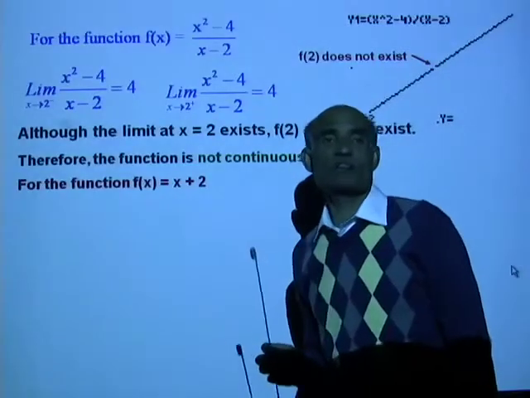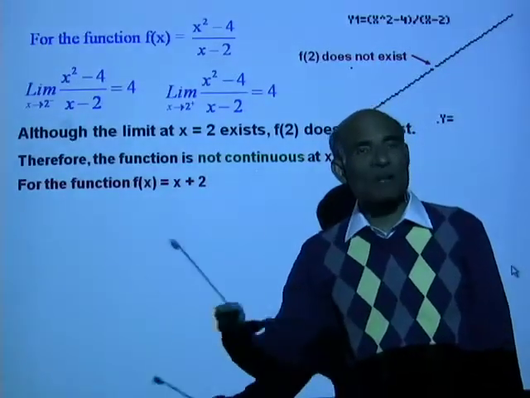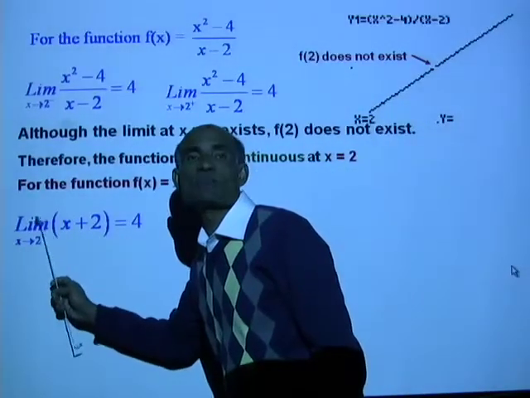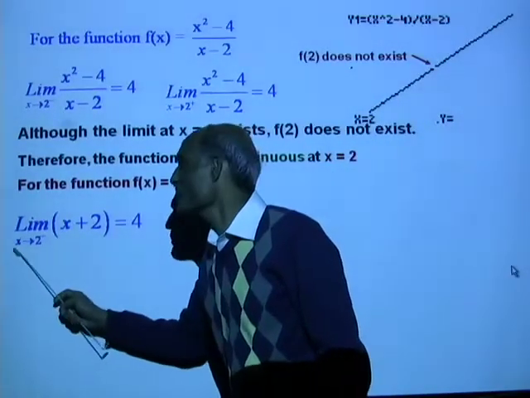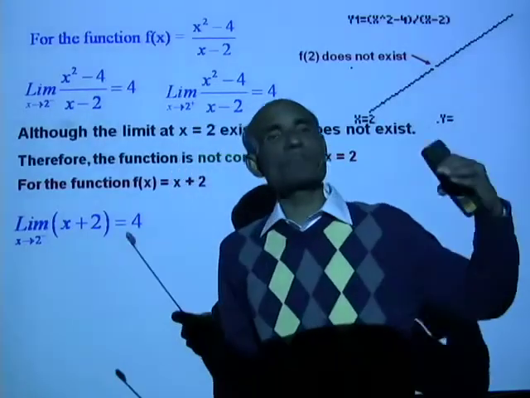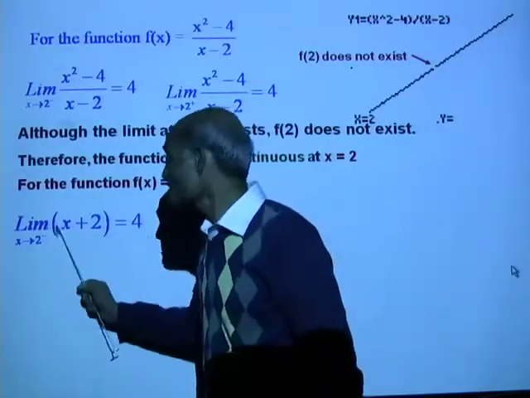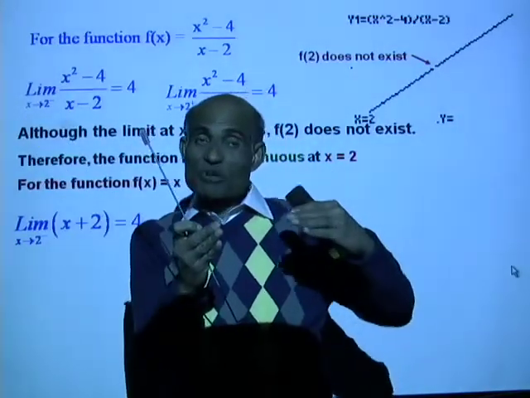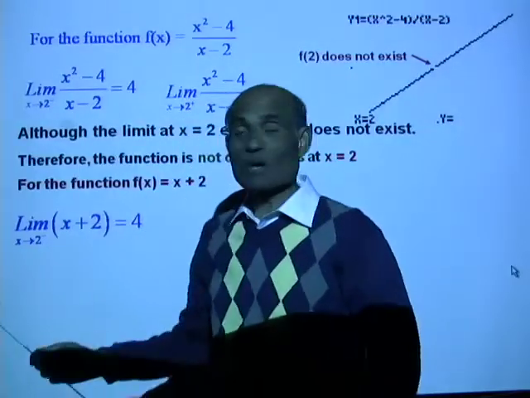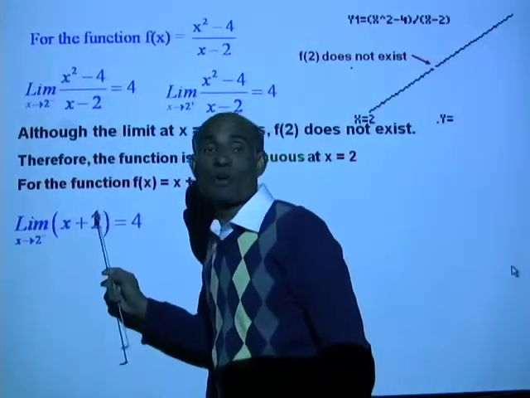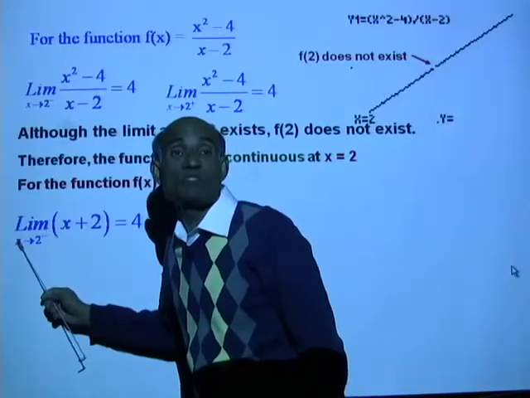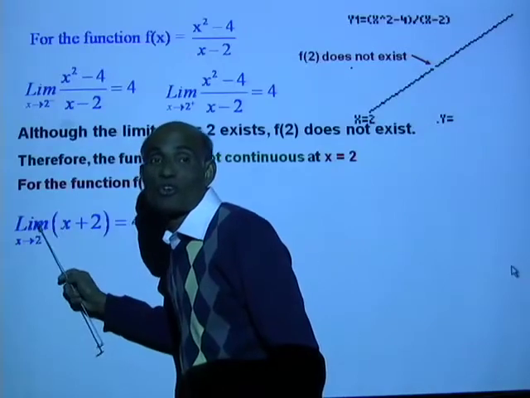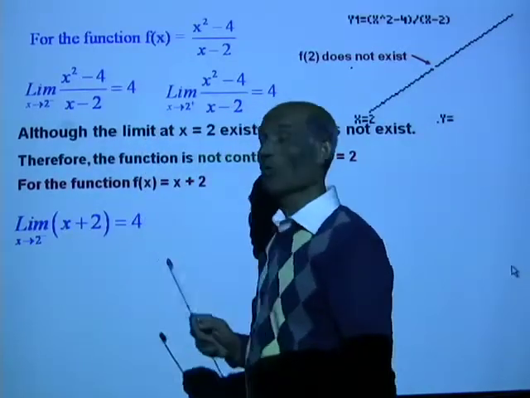Now, look at the function f of x equal to x plus 2. What is the limiting value of x plus 2 as x gets closer and closer to 2 from the left? You can see x plus 2 is a continuous function. So it doesn't matter whether x is approaching from the left or from the right. Its value will be 4, because all we need to do in a continuous function is to replace x by the value of c. So that limit will be 2 plus 2, that is 4.